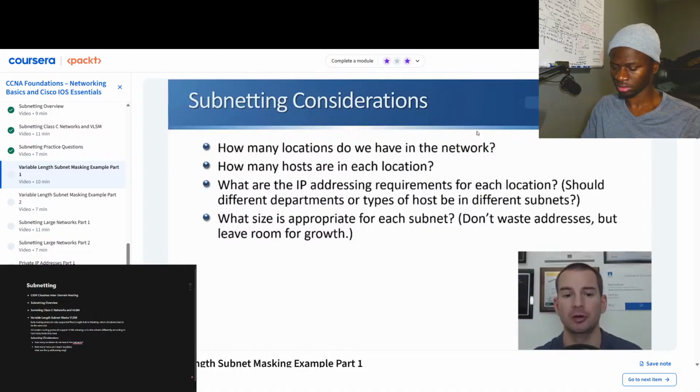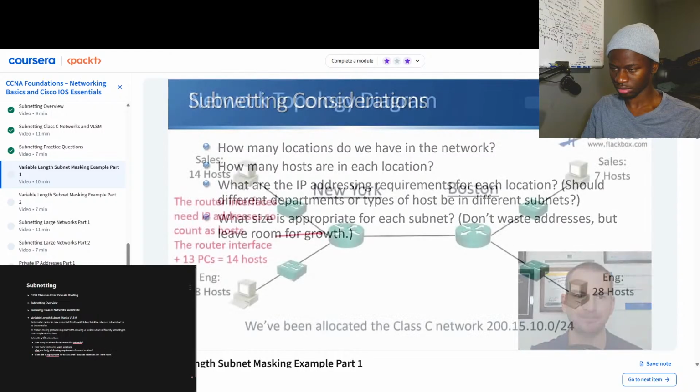And the last question here, what size is appropriate for each subnet? We don't want to waste addresses, but we want to leave some room for growth. So we need to have a bit of a balance here. Don't make it too big, we're wasting addresses, but don't make it too small that we're going to run out of addresses and then going to have to do a redesign later. That would just be giving ourselves a big headache.